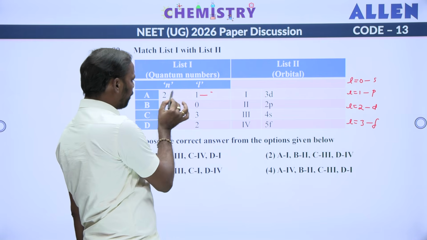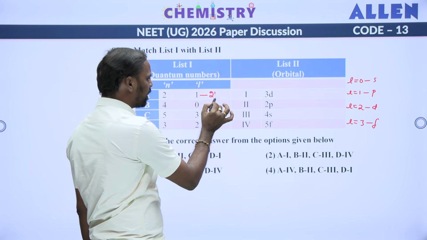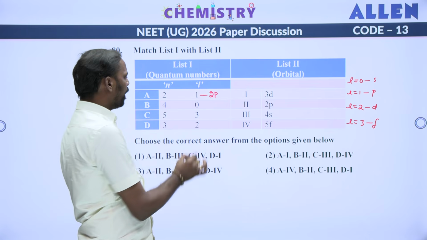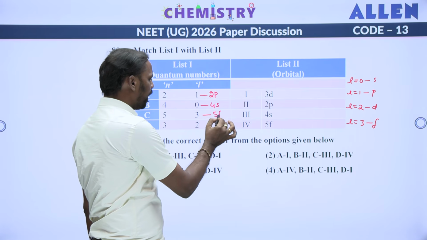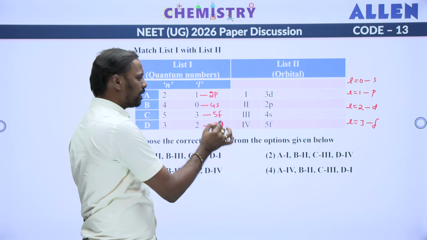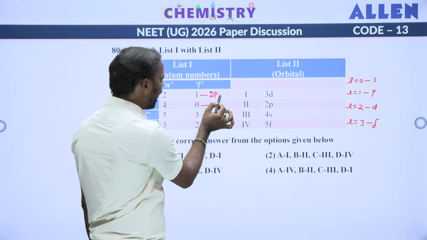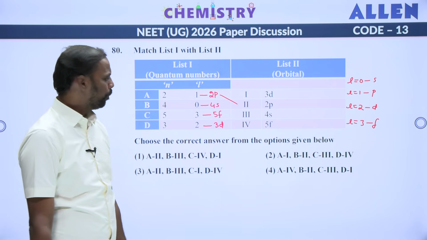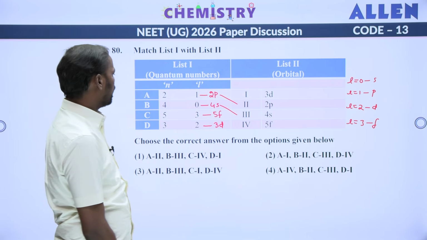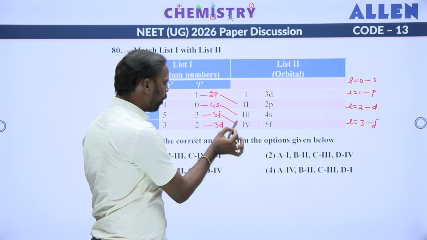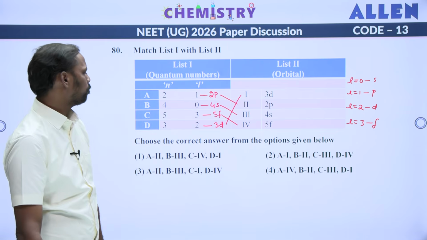So now if I take the first option, what are you going to get? This is n and l, which means this is 2p subshell, correct? Next, what is this one? 4s. What is this one? 5f. Next to this is 3d. Now if you match, A is matching with which one, student? 2. Next, B is matching with 3. C is matching with 4. Next, D is matching with 1.